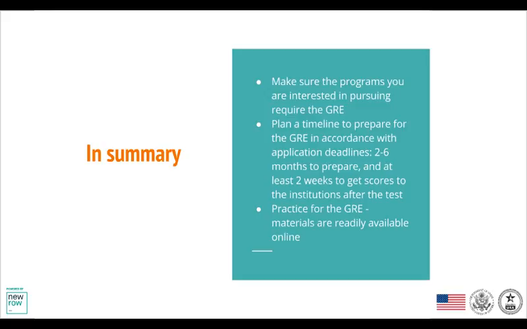Anticipate between 2 to 6 months to prepare, depending upon how much work you need to get up to the score that you want to get to, and at least 2 weeks to get the scores to institutions after the test has been administered. Particularly for people who are taking the test outside of the United States, they usually encourage that you provide at least a month of time between the time you take the exam and the time your application is due, just in case there are issues sending everything out to the actual programs.